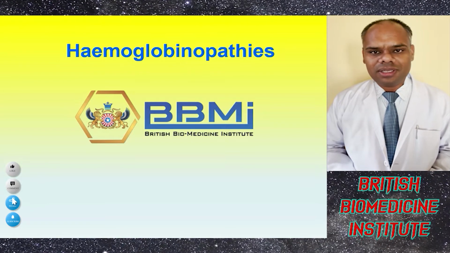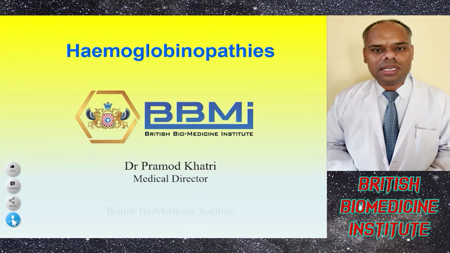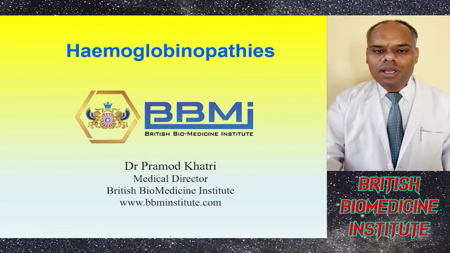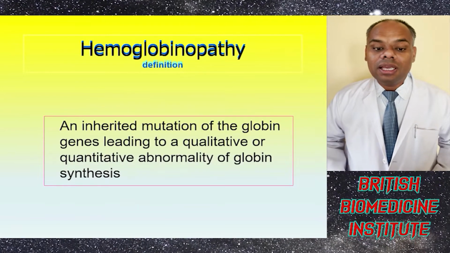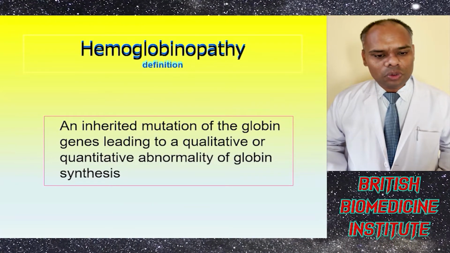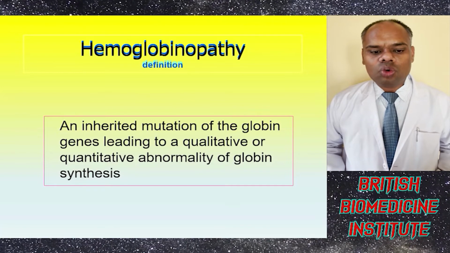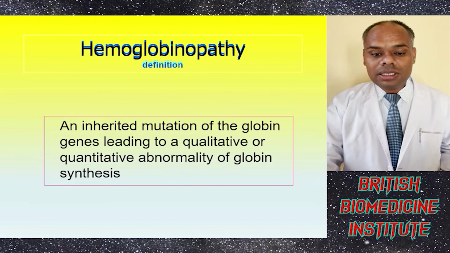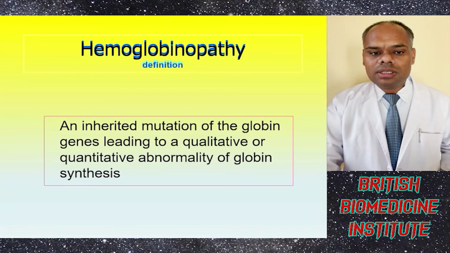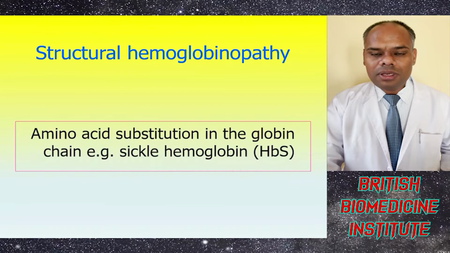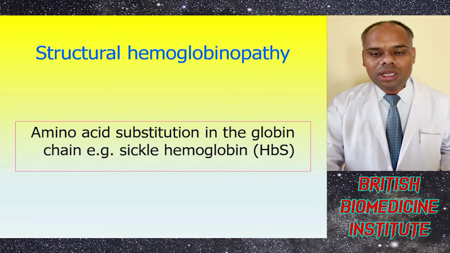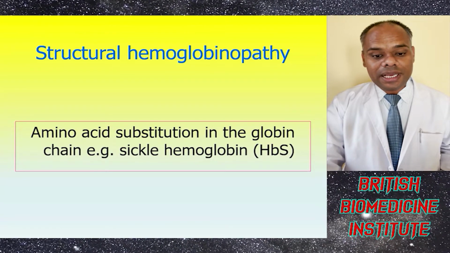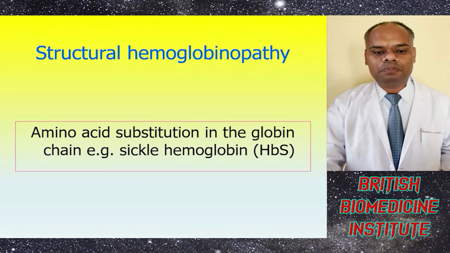Today I, Dr. Pramod Khatri, Medical Director, am going to present a simple topic named hemoglobinopathies. Basically, hemoglobinopathy is an inherited mutation of a globin gene which can lead to quantitative and qualitative abnormality of your globin synthesis. In structural hemoglobinopathy, amino acids are substituted in the globin chain, which can result in formation of HbS, sickled hemoglobin.